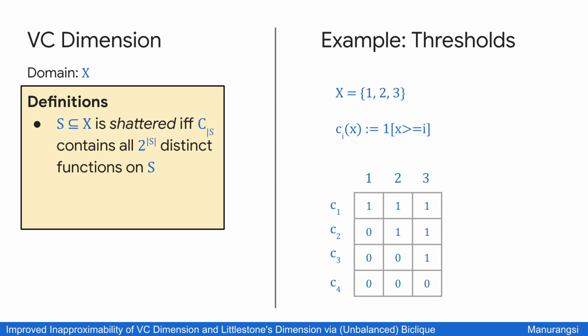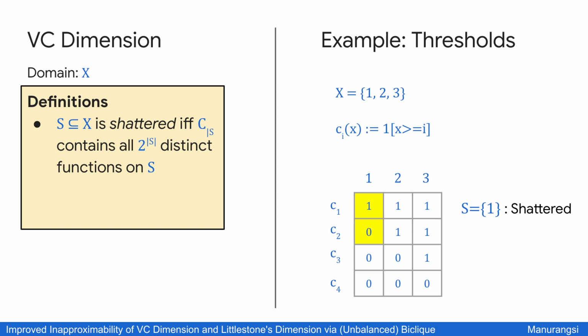Next, let's recall the definition of VC dimension. And for that, we have to start with shattering. We say that a subset S of the domain X is shattered if, when we restrict the concept class on just this subset S, then it contains all the 2 to the size of S distinct functions on S.